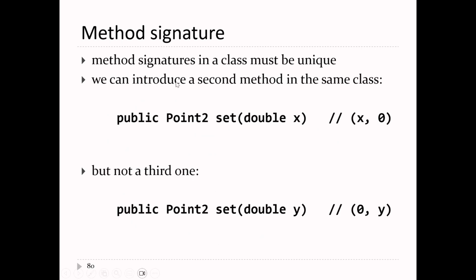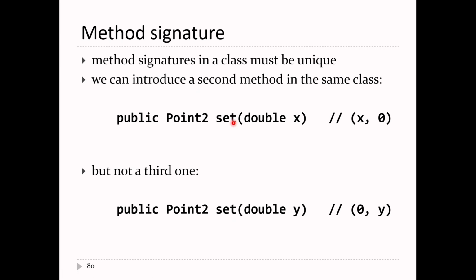So inside of a class, your signatures must be unique. If I wanted to, we could put in another method called set that changes just one of the two coordinates. So we can put in the method set double x that changes the x coordinate of the point, and I guess it sets the y coordinate to 0 in this particular case. That would be fine because our current version of set takes in two doubles. So the signatures are unique.